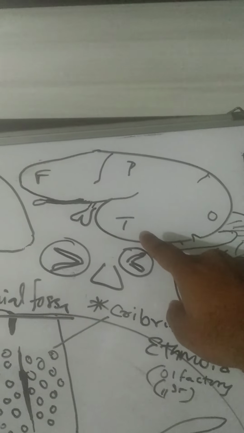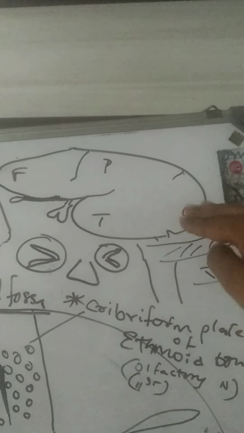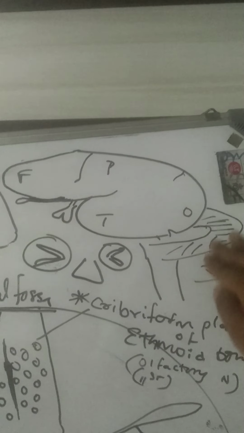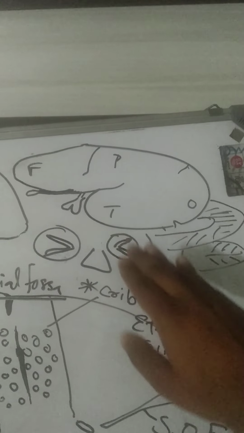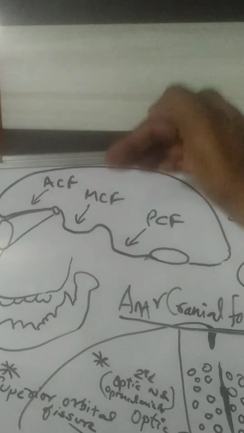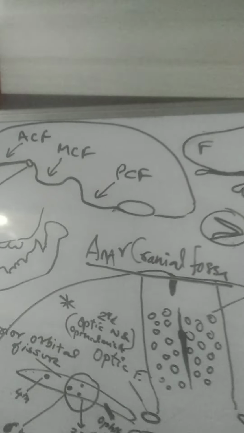In the posterior cranial fossa, upper portion, the temporal and occipital lobe, it's above the tentorium cerebelli. Below that, in the posterior cranial fossa, the brainstem and cerebellum will be there. So the posterior cranial fossa occupies the majority of the brain. The parietal lobe is close to the wall or the skull cap. That is the first thing.